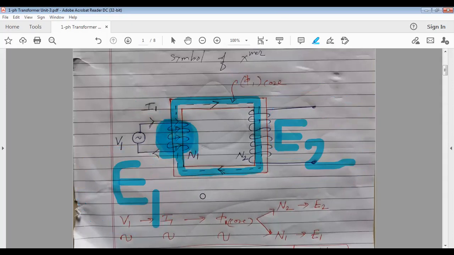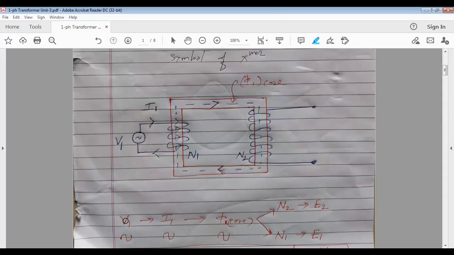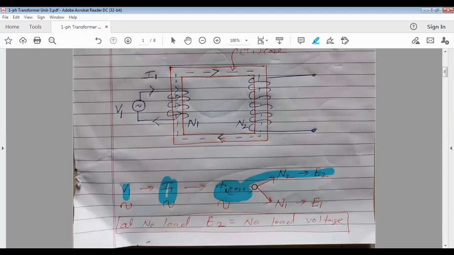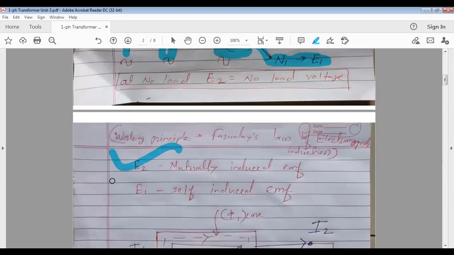Okay, so see here, I have written this flux, voltage, current I1. This changing flux through the core comes in contact with N2 number of turns, E2 gets induced, and it comes in contact with N1 number of turns, E1 gets induced. So E2 and E1 are mutually induced EMF and self-induced EMF. Clear up to this to everyone?